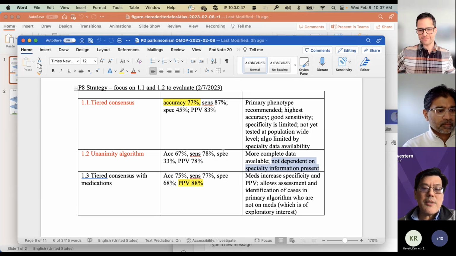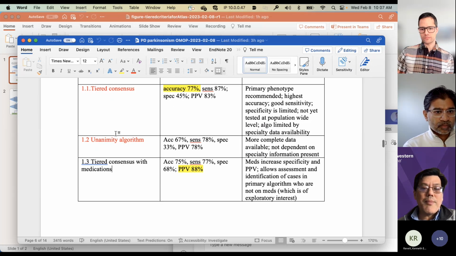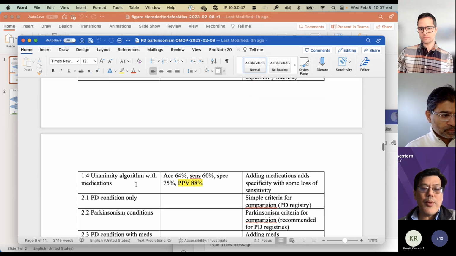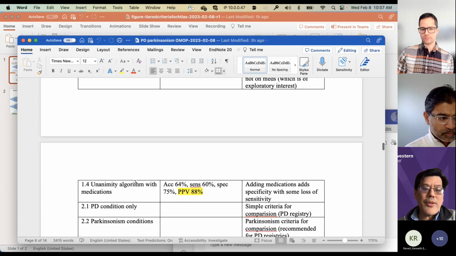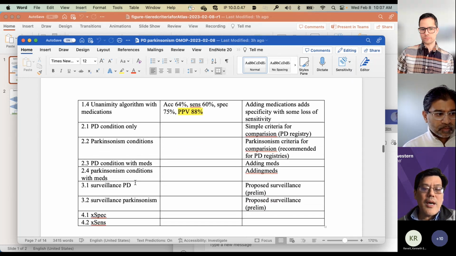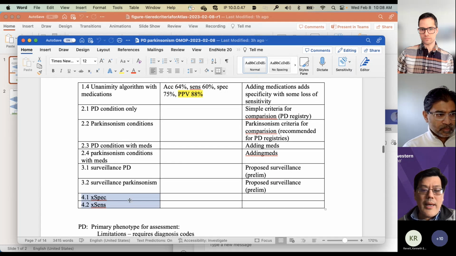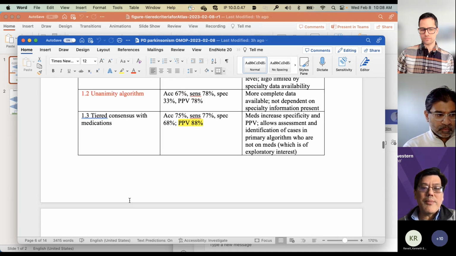They also reported in this paper the addition of medications in both of them. So those are easy to add, and I included them as a 1.3 and 1.4. Those will be the focus for P8. I don't think we need to go into other details. We do have an X spec and X sensitivity kind of idea so that we can run PheValuator. I'll pause there for any questions before I dive into the details of the algorithms.